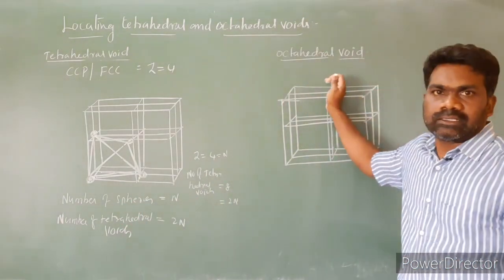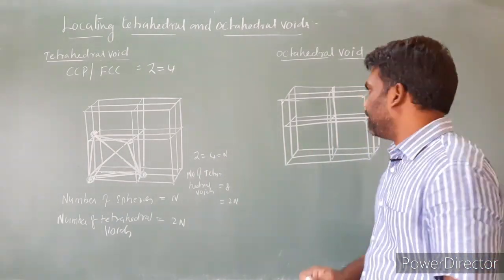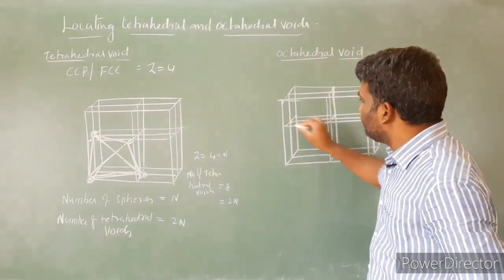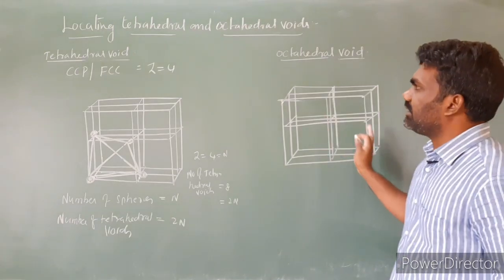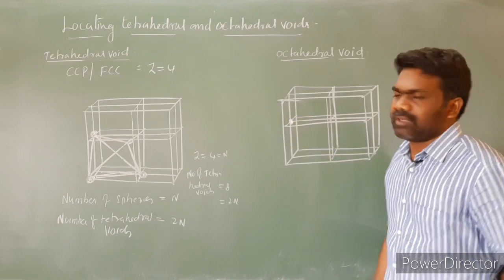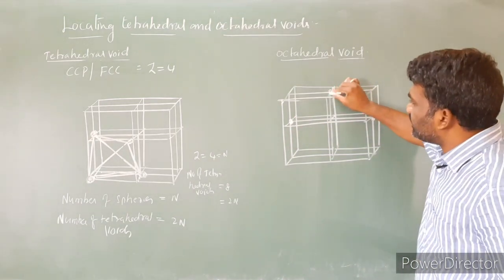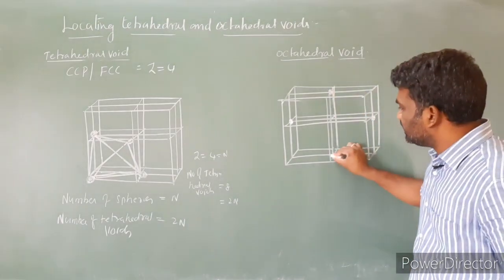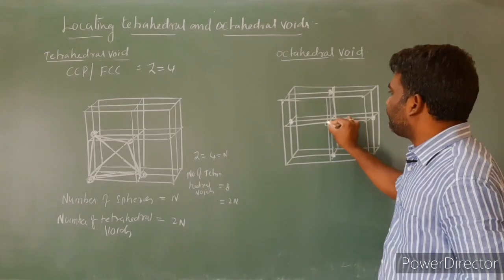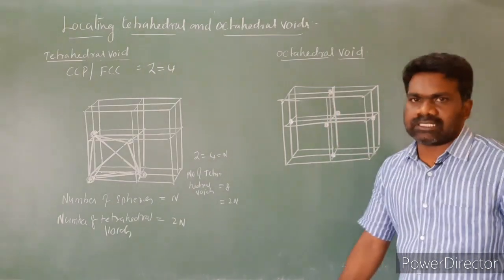Now coming to the octahedral void. Where is the octahedral void located? The octahedral void is located at the body center. So I am taking this as the unit cell of FCC or CCP. Take all the face center atoms. This is the face center atom, this is the front side face center, and this is the back side face. So these are all the face center atoms I selected.